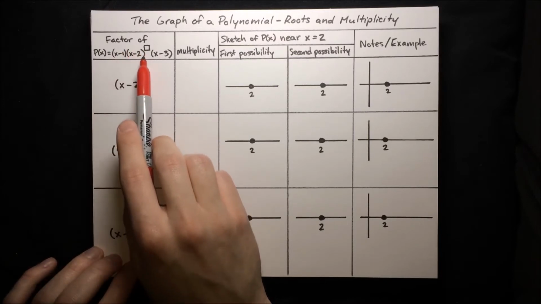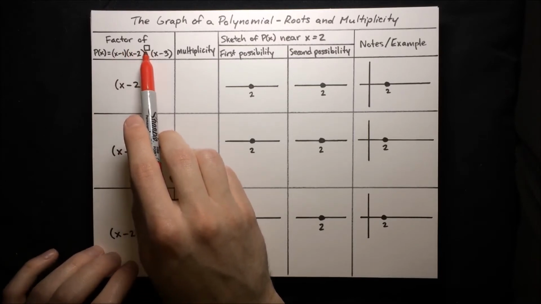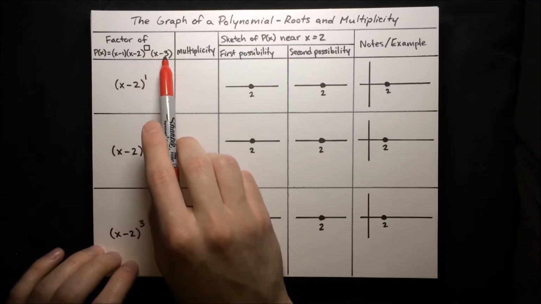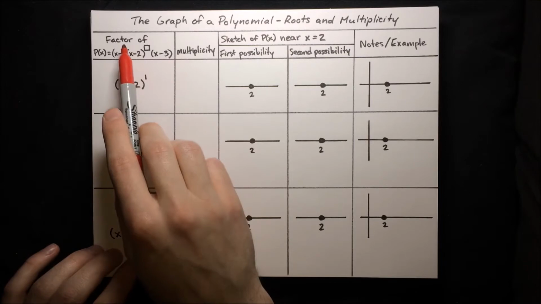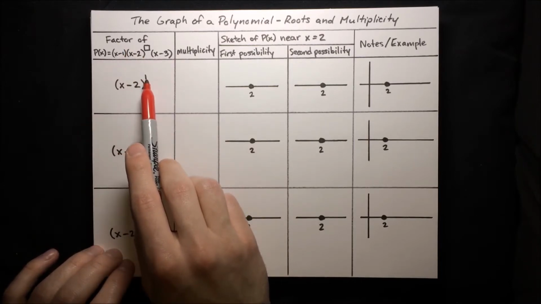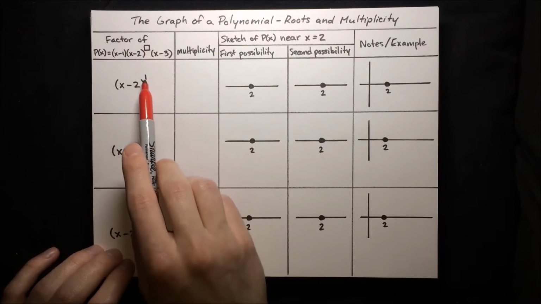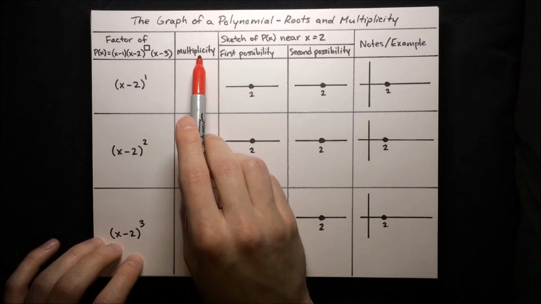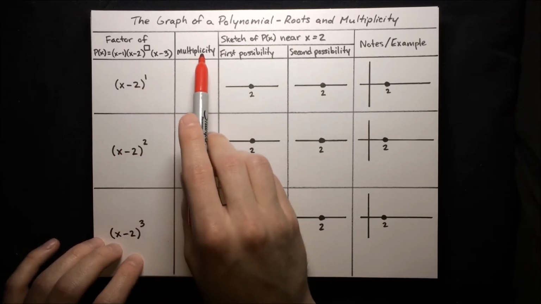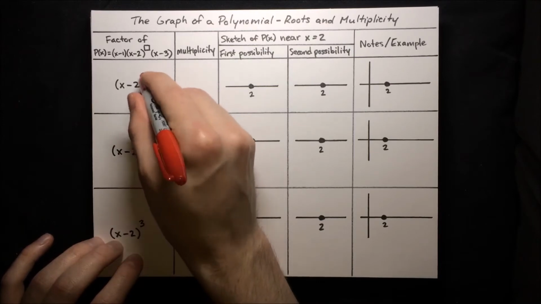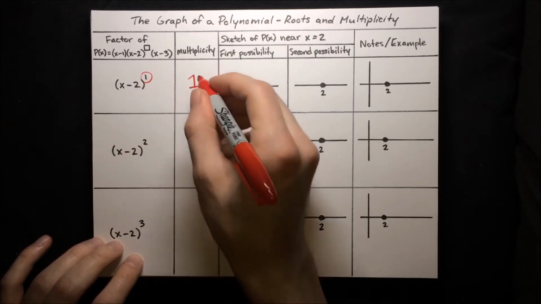times x minus 2, and that whole factor raised to some power, which we will vary through examples, and then times x minus 3. So first of all, let's consider that this polynomial has a factor x minus 2 to the first power. So inside that box is just a first power there. Okay, so what is the multiplicity of that factor? Well, the multiplicity of that factor is just the exponent that it's raised to. So just 1. 1 is the multiplicity here.